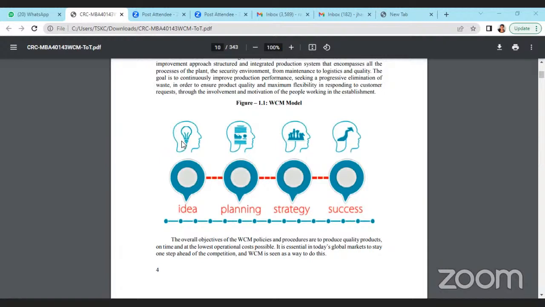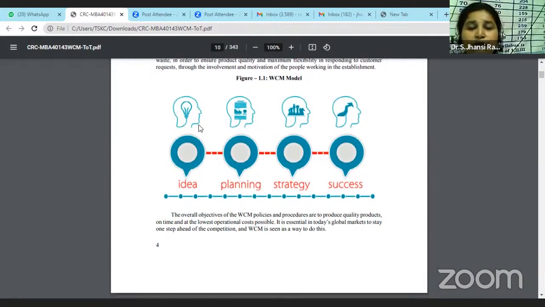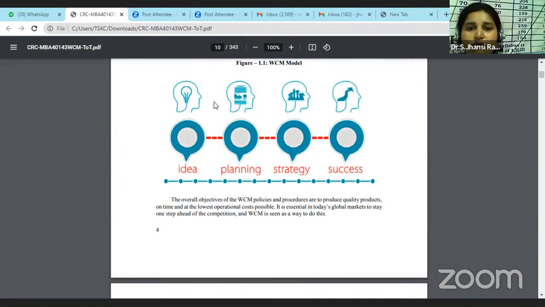So the goal is to continuously improve production performance, seeking a progressive elimination of waste in order to ensure product quality and maximum flexibility in responding to customer requests, through the involvement and motivation of the people working in that establishment or manufacturing unit. If you look here, you can have a glance at the world-class manufacturing model. As we said, it is continuous improvement, which takes place in the mindset.